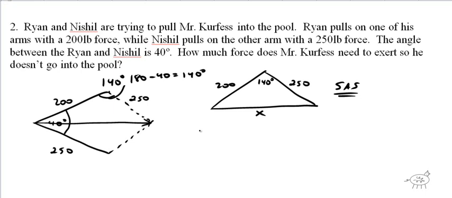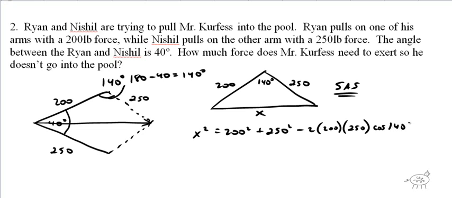So pretty easy. So it's x squared equals 200 squared plus 250 squared minus 2 times 200 times 250 times cosine. Again, it's law of cosines. Don't forget to use cosine 140 degrees. Okay, and we multiply all that out. Take the square root of it. Don't forget to do that.